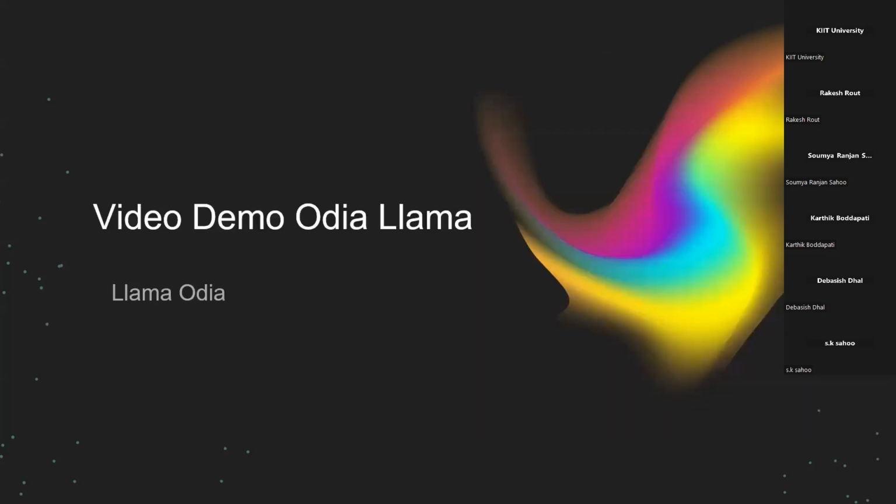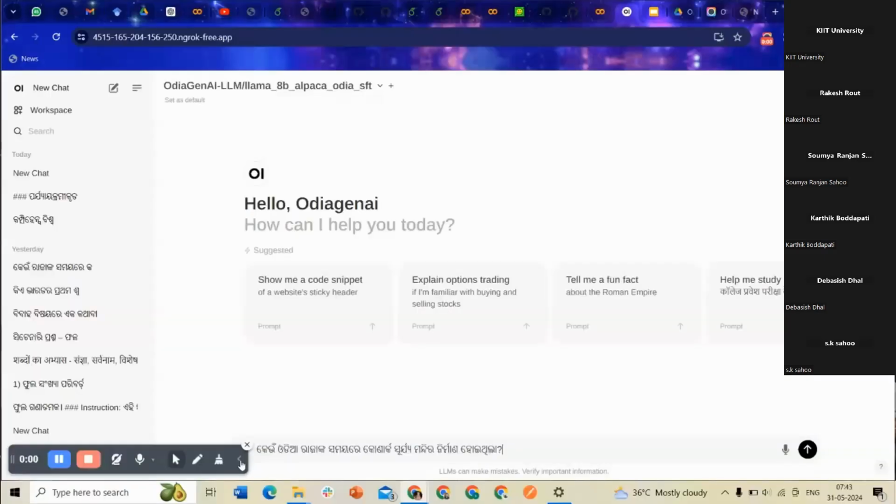We are now showing you the video demo of our Odia Llama. Here is our OdiaGenAI, and we are using the model Alpaca Odia. We ask some questions from the internet to OdiaGenAI and see the responses.